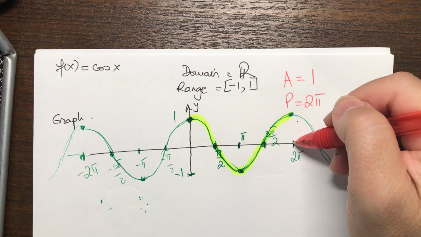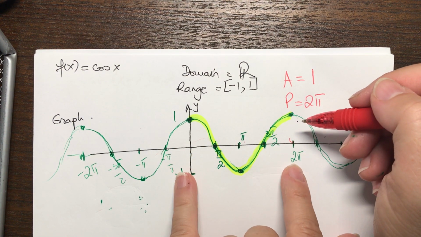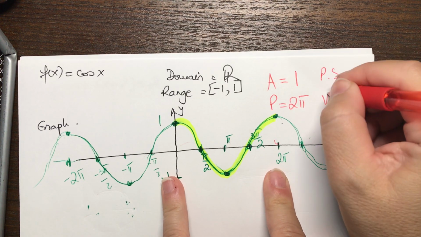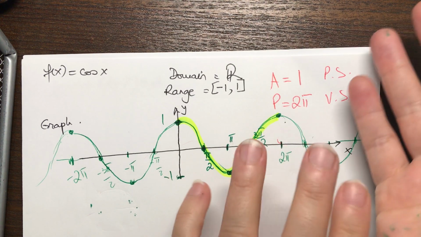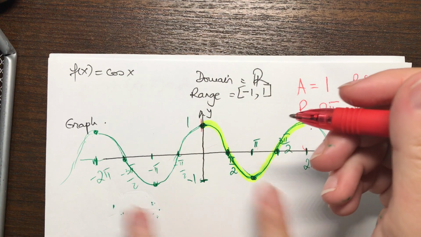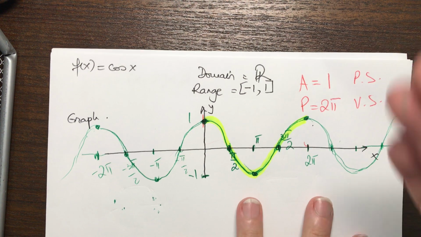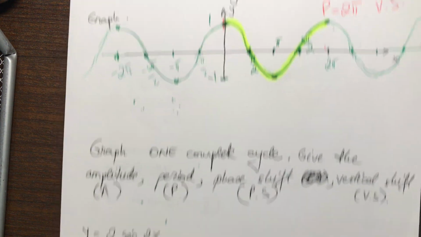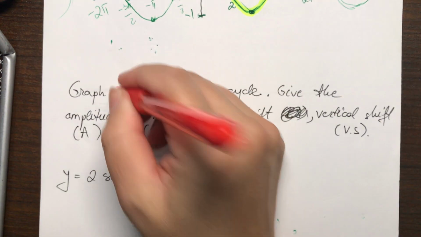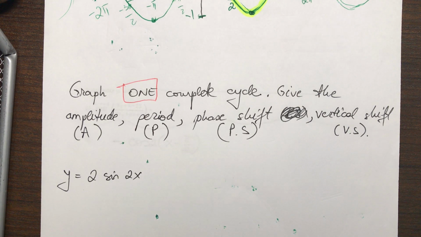It repeats every 2 pi, right? So one complete cycle can be done 1 time around the circle. Of course, there's a phase shift and a vertical shift for a regular cosine function that's starting at 0. We haven't moved it yet. Okay, so to graph any sine or cosine function, this is all we have to do. We have to simply complete one cycle, and if we need more, we're just going to cut and paste it and keep drawing that.